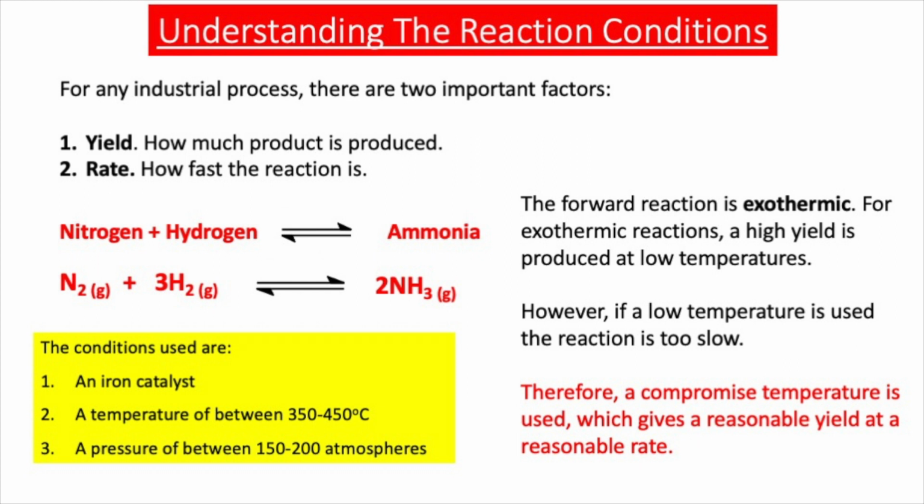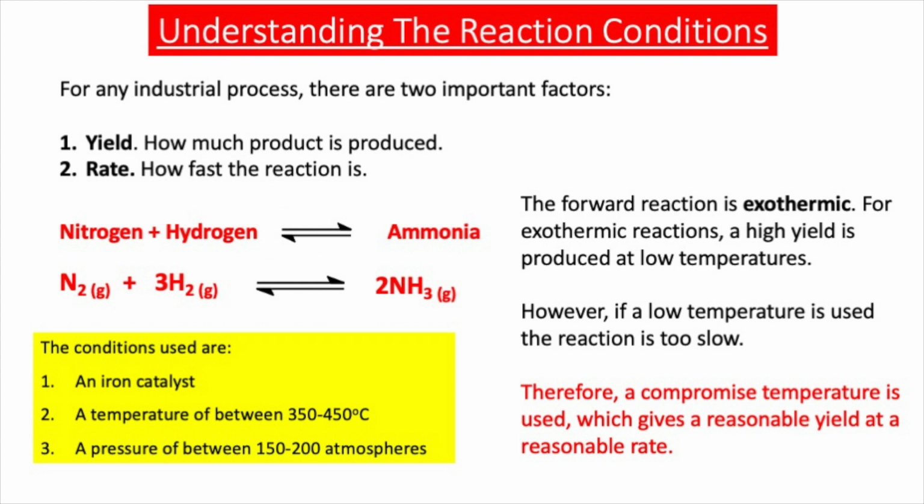So now we're going to look at the reaction conditions a little more closely. For any industrial process, there are two important factors: yield, how much product is produced, and rate, how fast the reaction is. And this reaction is no exception to that. Both yield and rate are really important here, and the reaction conditions are there to give us a reasonable yield at a reasonable rate.